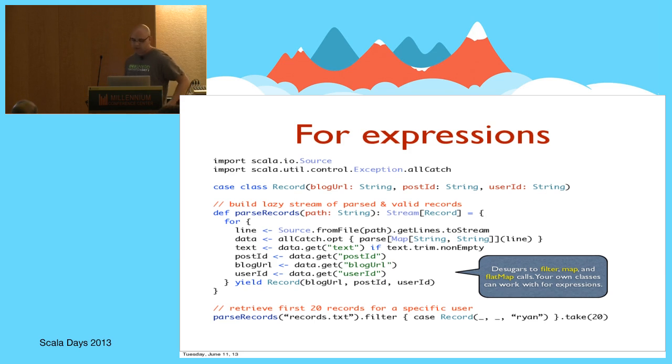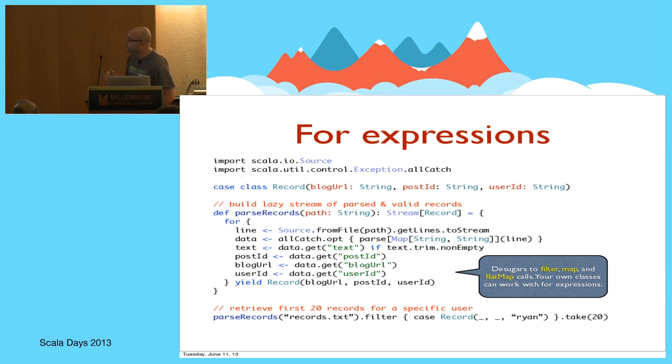So let's look at parse records. It's a for expression, and so we read the file, Source.fromFile, and getLines returns an iterator, but I call toStream on it, right? And the way that this monadic expression works is the final result of the for expression is going to be whatever type it is of the first guy.